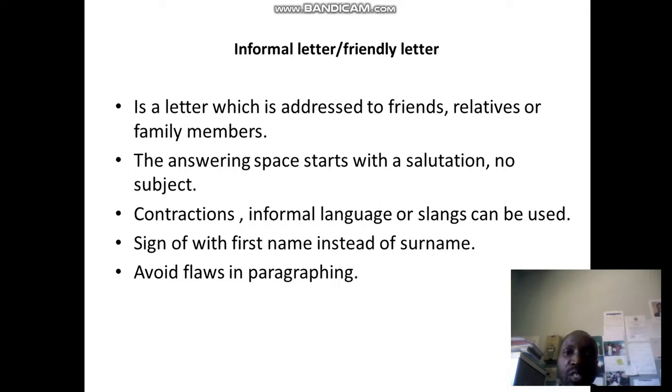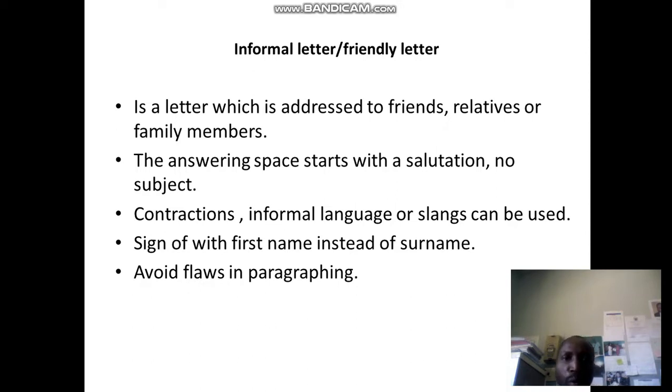The answering space starts with a salutation. There is no subject. You can make use of contractions or informal language known as slangs. You can also make use of them. And you need to sign off with your first name instead of your surname. And you need to avoid flaws in paragraphing.